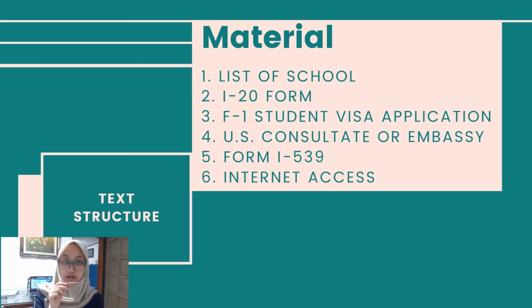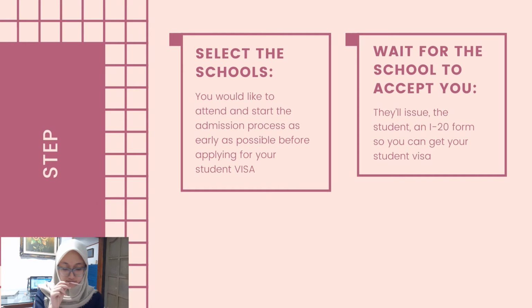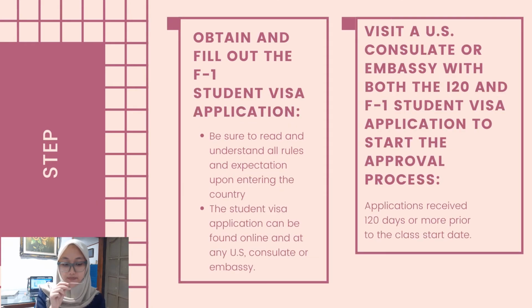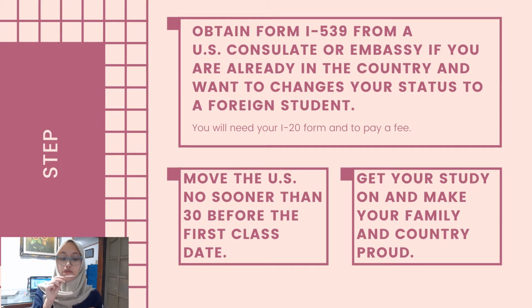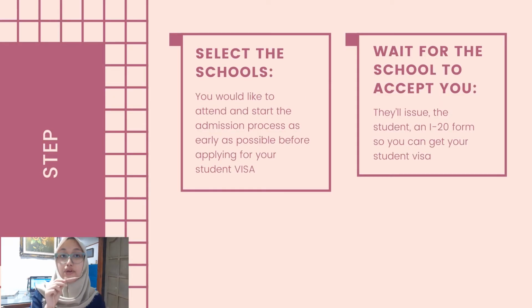There are materials: the first is a list of schools, the second is the I-20 form, the third is the F1 student visa application, the fourth is a US consulate or embassy, the fifth is form I-539, and the sixth is internet access. Okay, we move to the steps.